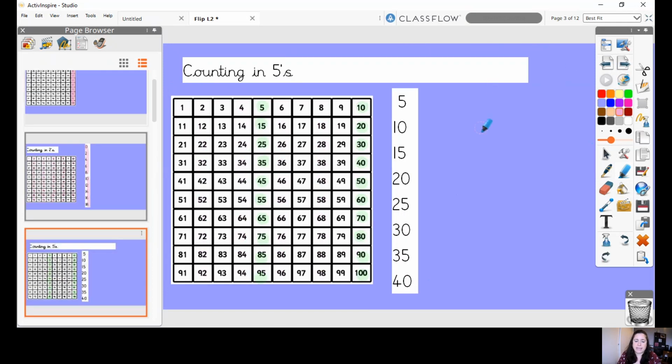Then the trickiest one, counting in fives. And these ones, you can see when we're counting on the 100 square: 5, 10, 15, 20, 25, 30, 35, 40. And we can see that all of these ones down here end in a 5. And they go up in the tens: 1, 2, 3, 4, 5, 6, 7, 8, 9. So all of those end in a 5.